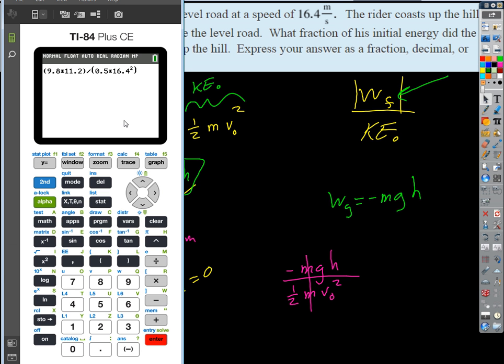Oh, man. So the amount of energy lost to friction represents about 82% of the initial kinetic energy, right? The initial energy. Okay? All right, so that's one way to do it.